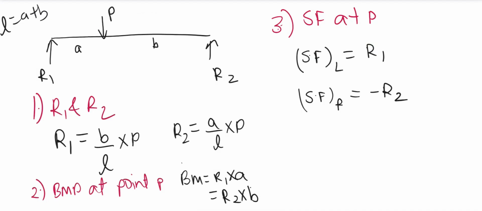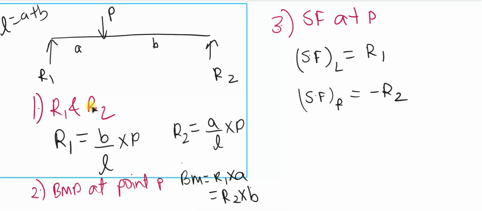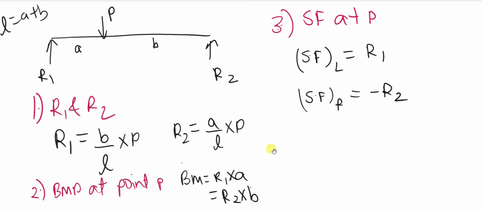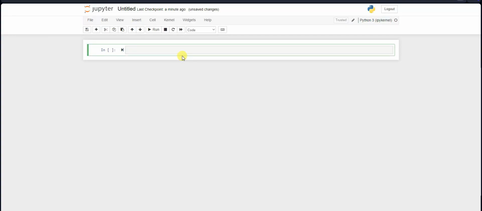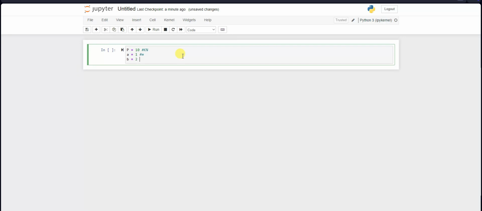As I showed you earlier, we need to calculate R1 and R2, and for this we need the values of A and B, and also the load. So let's define the variables. Initially, P is the load, capital P equals 10 kilonewton. In Python we add comments by putting the hashtag sign, and let's say this is kilonewton. Then we specify A and B. A is equal to 1 meter and B equals 3 meters.